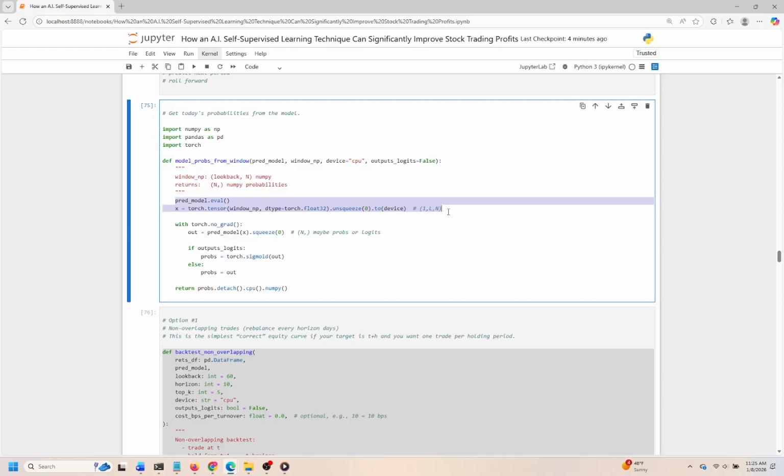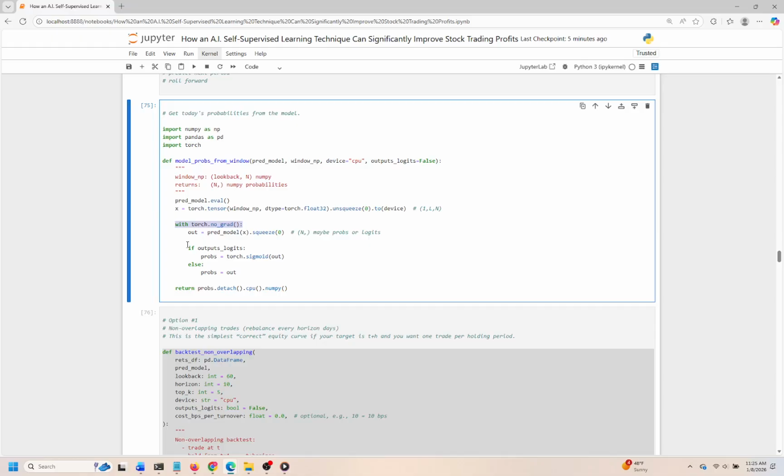The input data, a NumPy array representing a lookback window, is converted into a PyTorch tensor. This conversion allows us to leverage the power of GPU acceleration if available, or simply process on the CPU if not. The input tensor is formatted with an extra dimension to align with the model's expected input shape.